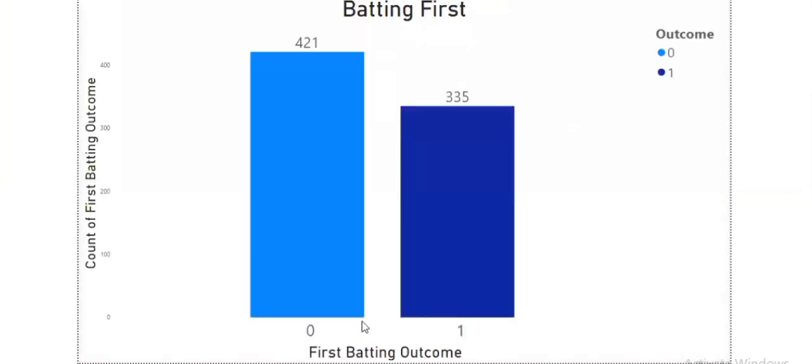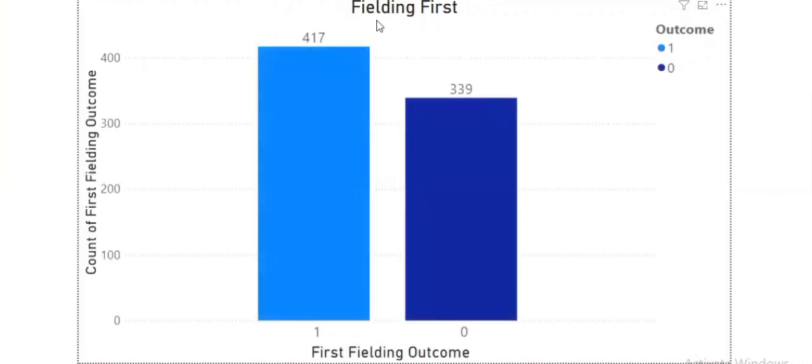Okay, now let's move to our next slide. Here we can see that if the team bats first, there is a lesser possibility of winning the match. On the other side, if we move to the fielding one, there is a higher possibility of winning the match. If the team fields first, they win 417 times and lose 339 times. So there is a higher possibility of winning the match when the team fields first.